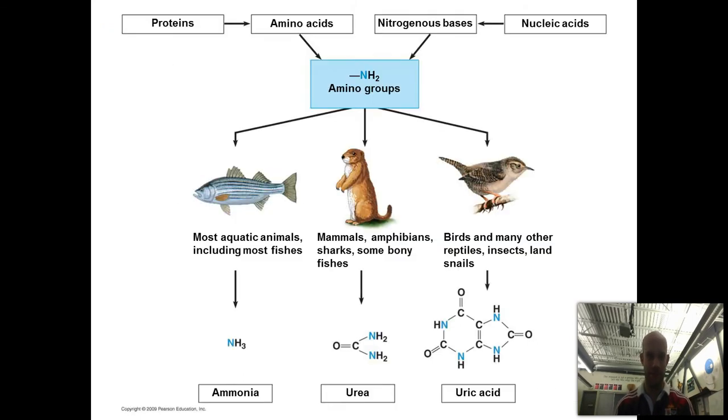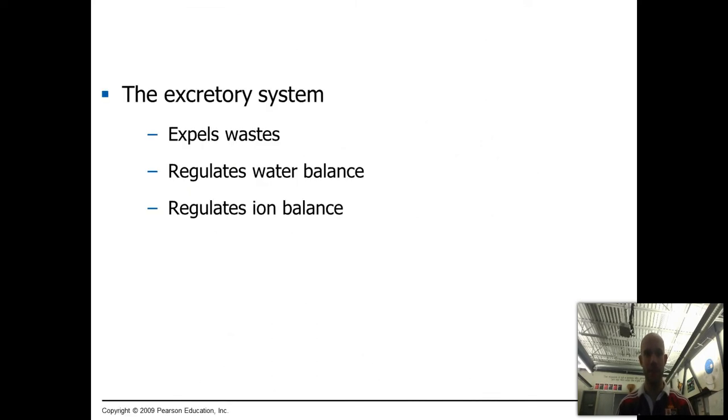So the trade-off there. Most aquatic animals, including fishes, as you can see, produce ammonia. Mammals, amphibians, sharks, and some bony fishes produce urea. And then the birds, many other reptiles, insects, land snails, etc., produce uric acid crystals. I think it's interesting to think about their proximity to water and how they have evolved to deal with that.